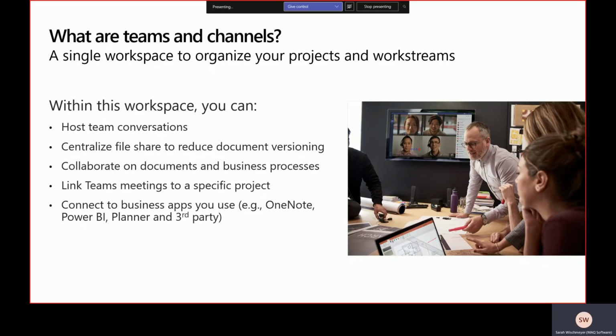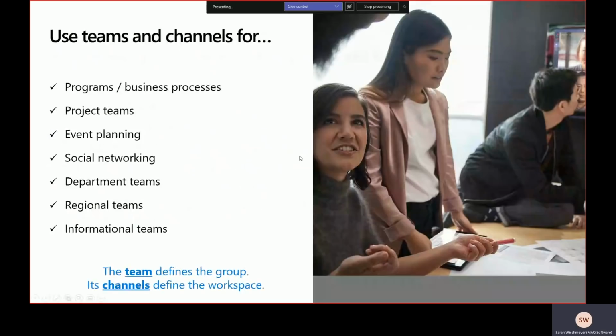We can also connect to different apps. And so we can have right at our fingertips access to things like OneNote or Power BI or Microsoft Planner, or there might be other third party apps that you use all the time. So, how do we go from here? Let's move on to setup and think about what kinds of teams you're in. What kind of work groups are you in? And what kind of projects are you part of?